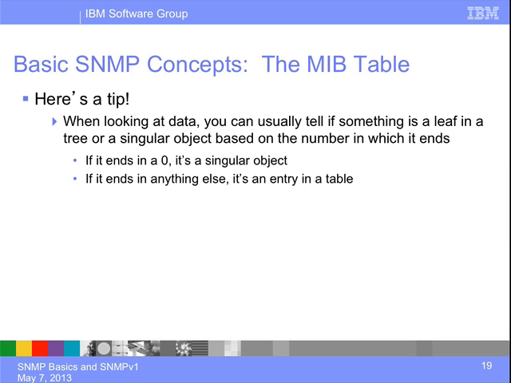A quick tip in case it hasn't already sunk in: if you're looking at an object whose OID ends with 0, you know it's a singular object. If it doesn't, then it must be a value in a table.